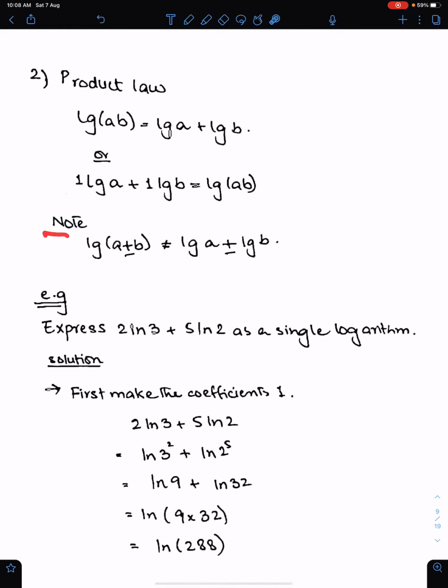An important note. We use the product law when functions multiply. Since in this case the functions are not multiplying, in fact they are adding or subtracting, we cannot distribute log to these two functions in this way. We cannot write this as log a plus log b, or in case of minus, log a minus log b. So this equation is not right. You cannot distribute log when functions are either adding or subtracting. You can only distribute log when functions are multiplied, like in this case, log a plus log b.